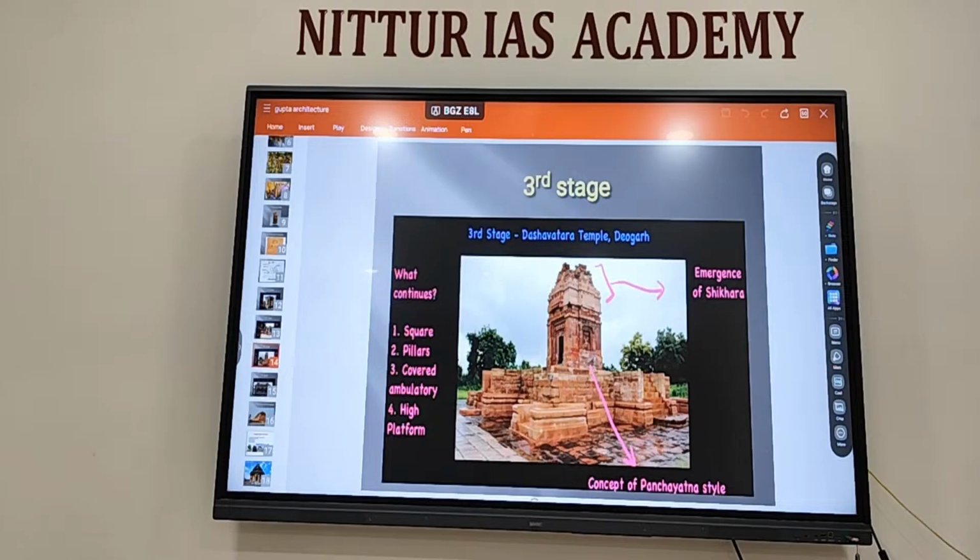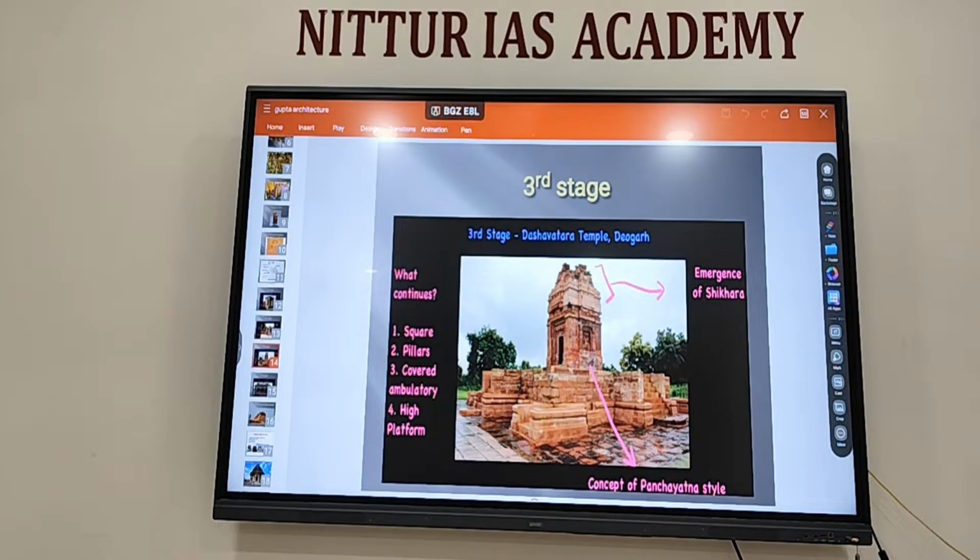Fine? Any doubt? Now in the fourth stage you mention rectangular shape, everything else continues. Fourth stage, you write down rectangular shaped temples. And fifth stage, you write down circular temples, everything else continues. So this is how you see the evolution of temples.